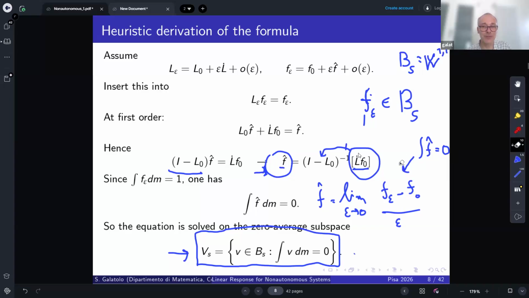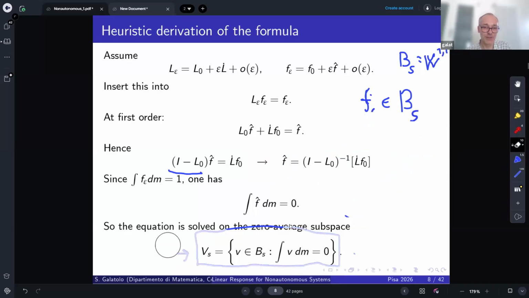So the point was, reasoning heuristically, you expect to prove a formula like this, but to make things rigorous, you have to be certain that this is defined, and you will be lucky because this guy and this guy are zero average, so you want to define the resolvent in a zero average space. And then you also have to be certain that this is regular enough to be put in the resolvent.